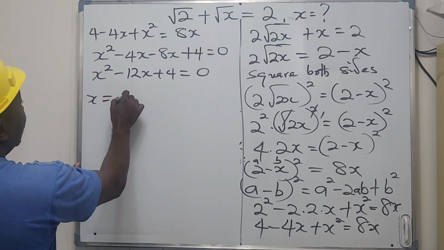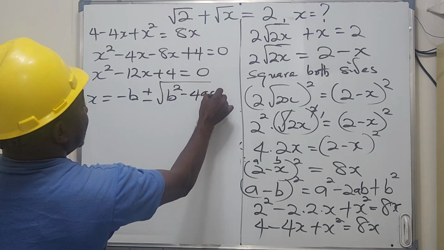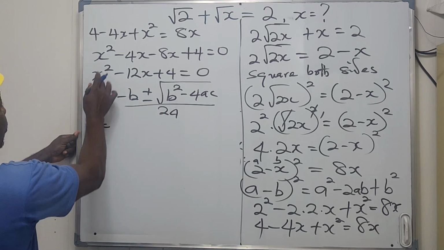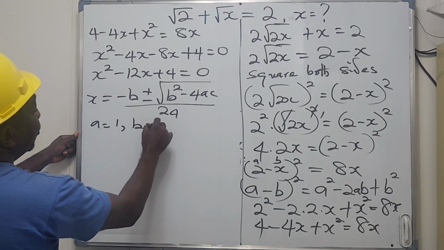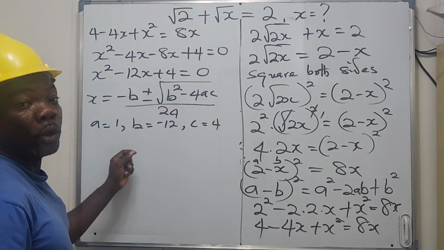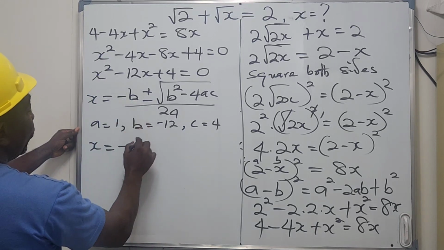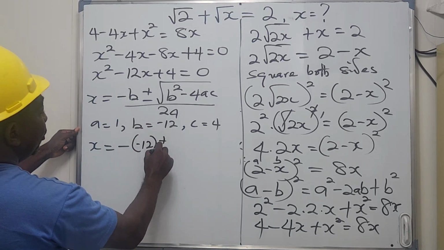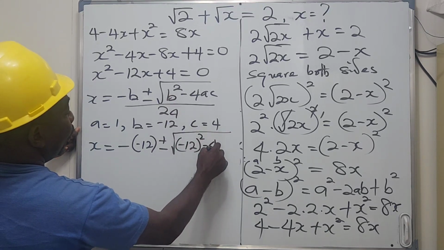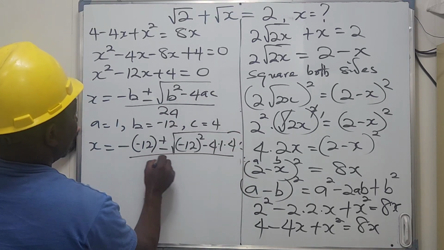So x equals minus b plus or minus the square root of b to the power of 2 minus 4ac, all over 2a. So in this case, our value of a equals 1, then b equals minus 12, and c equals 4. Substituting these parameters into the quadratic formula, we have x equals minus b, which is minus minus 12, plus or minus the square root of b to the power of 2, which is minus 12 to the power of 2, minus 4 times a, which is 1, times c, which is 4, all over 2 times 1.